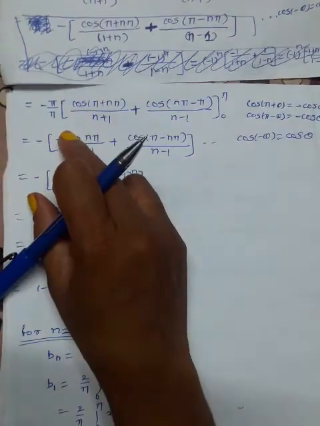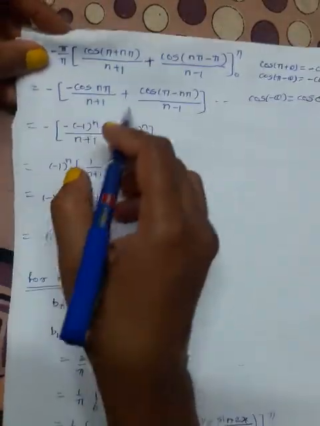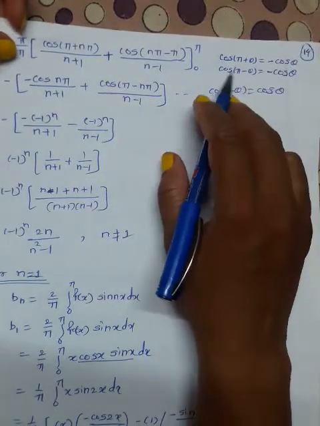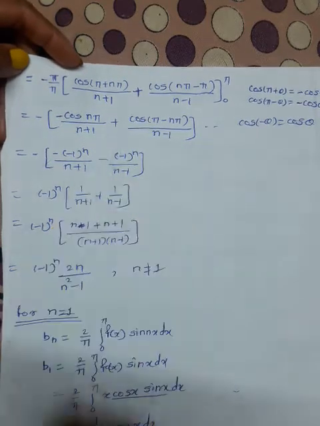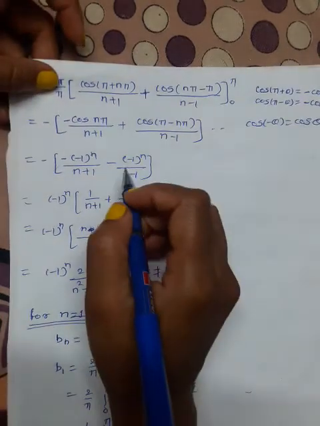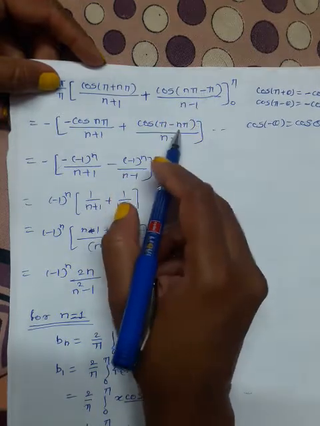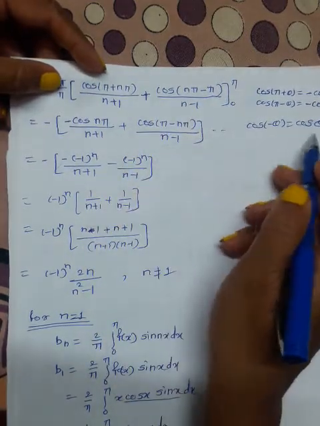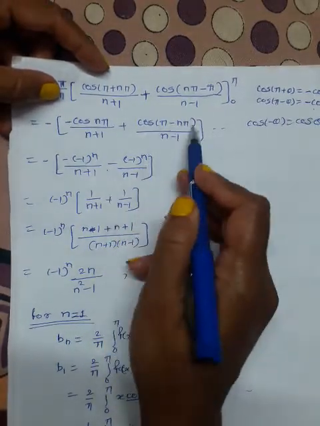Therefore it becomes, here cos of pi plus theta is minus cos theta, cos of pi minus theta is minus cos theta, again same. Therefore it becomes minus cos n pi, and again minus, again we are reversing this term, n pi minus theta and pi minus n pi. We are reversing this angle because cos of minus theta is cos theta, and we know cos of pi minus theta is minus cos theta, therefore it is minus cos of n pi.